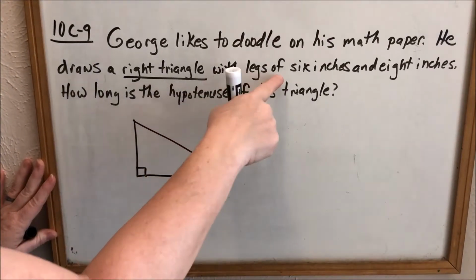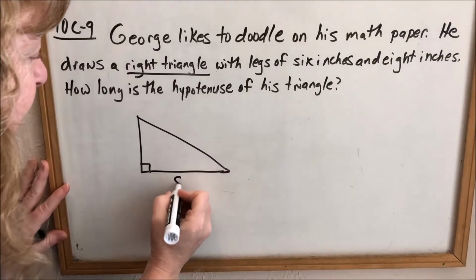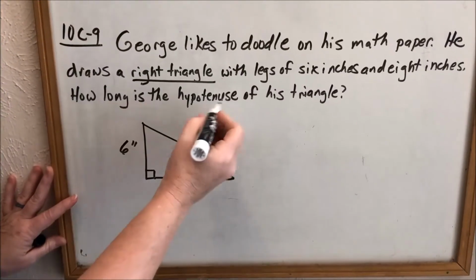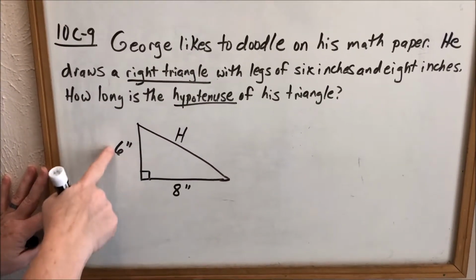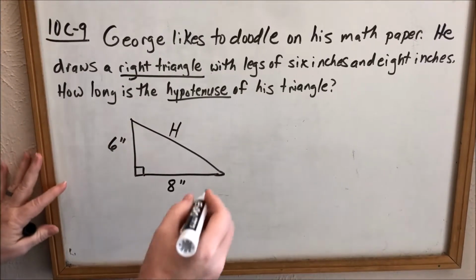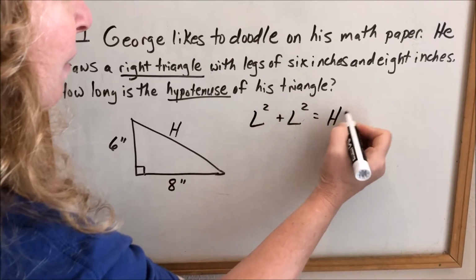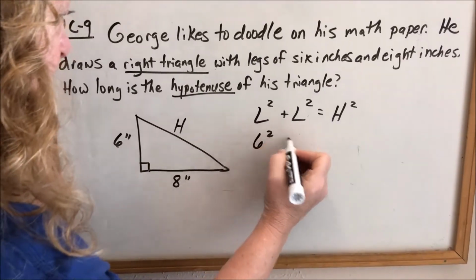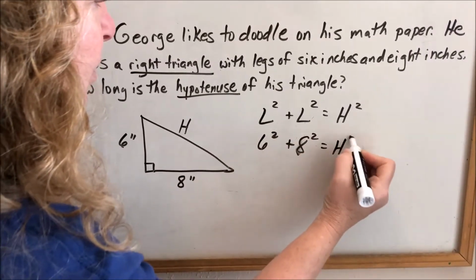The problem says with legs of 6 inches and 8 inches. It doesn't matter which one is 6, which one is 8. So I'm going to make this 8 inches and that is 6 inches. Then the problem asks for how long is the hypotenuse. The hypotenuse is always across from the 90-degree angle. The legs are on each side of it. So how do we solve for the hypotenuse? You use Pythagorean theorem. Pythagorean theorem says leg squared plus leg squared is equal to the hypotenuse squared. We know the legs of the triangle, so we put that in. So that would be 6 squared plus 8 squared equals h squared.